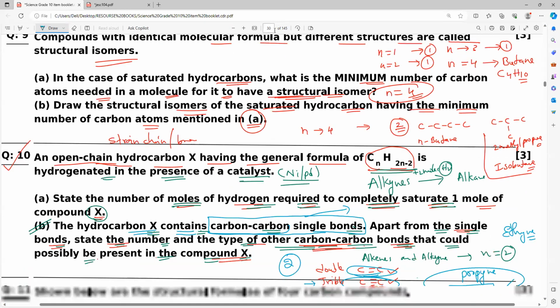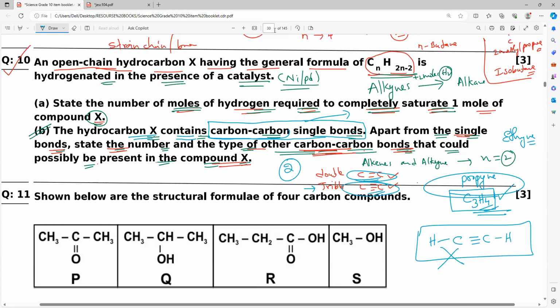The reason I'm saying this, what is the keyword? Many people will struggle to find the keyword. The keyword here is carbon-carbon single bonds. X already contains a carbon-carbon single bond, but it is an unsaturated hydrocarbon, that is, an alkyne. So along with the single bond, what other bonds are present? That's all the question is. Clear? Please make sure, it is a very, very important question. That's the reason I said every question is challenging from now onwards.